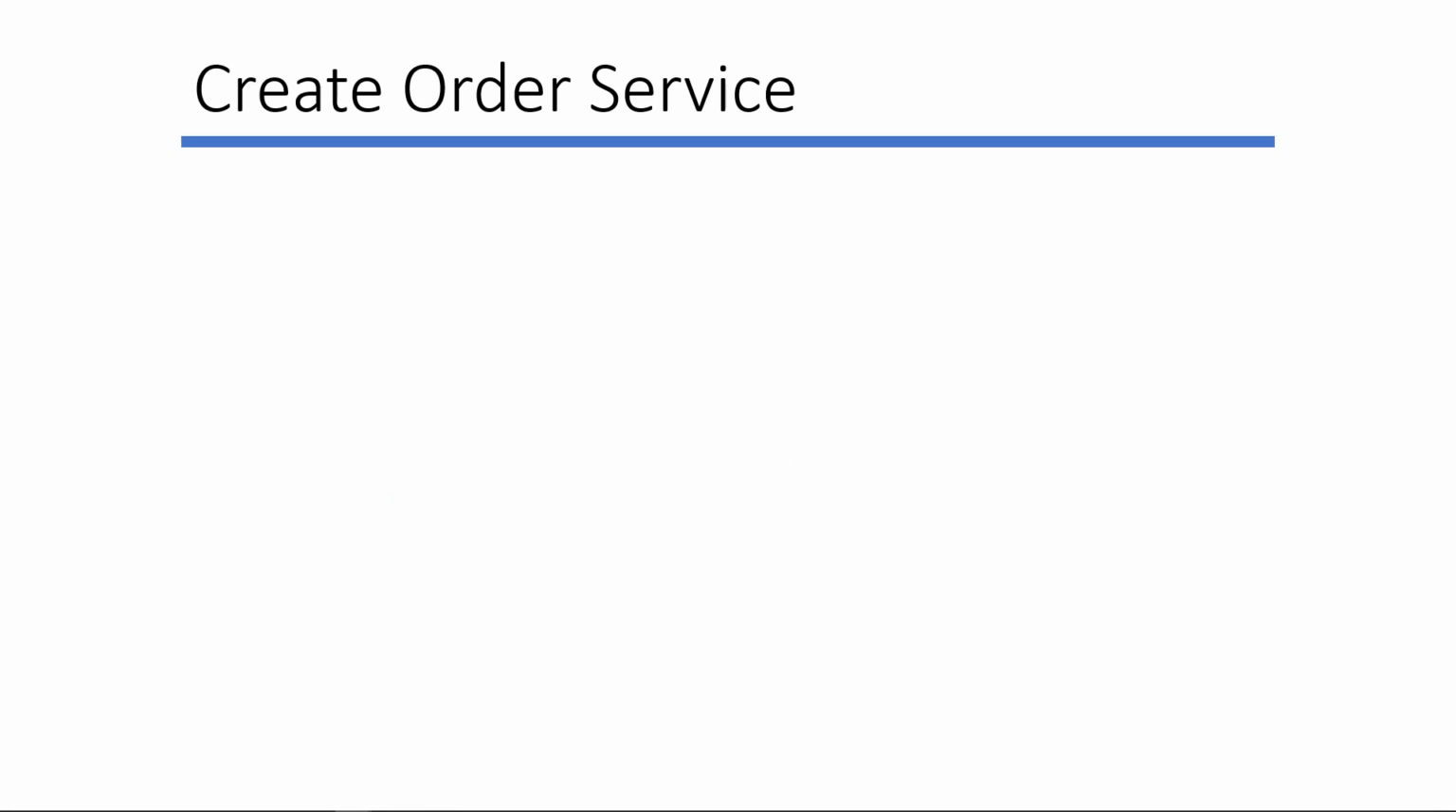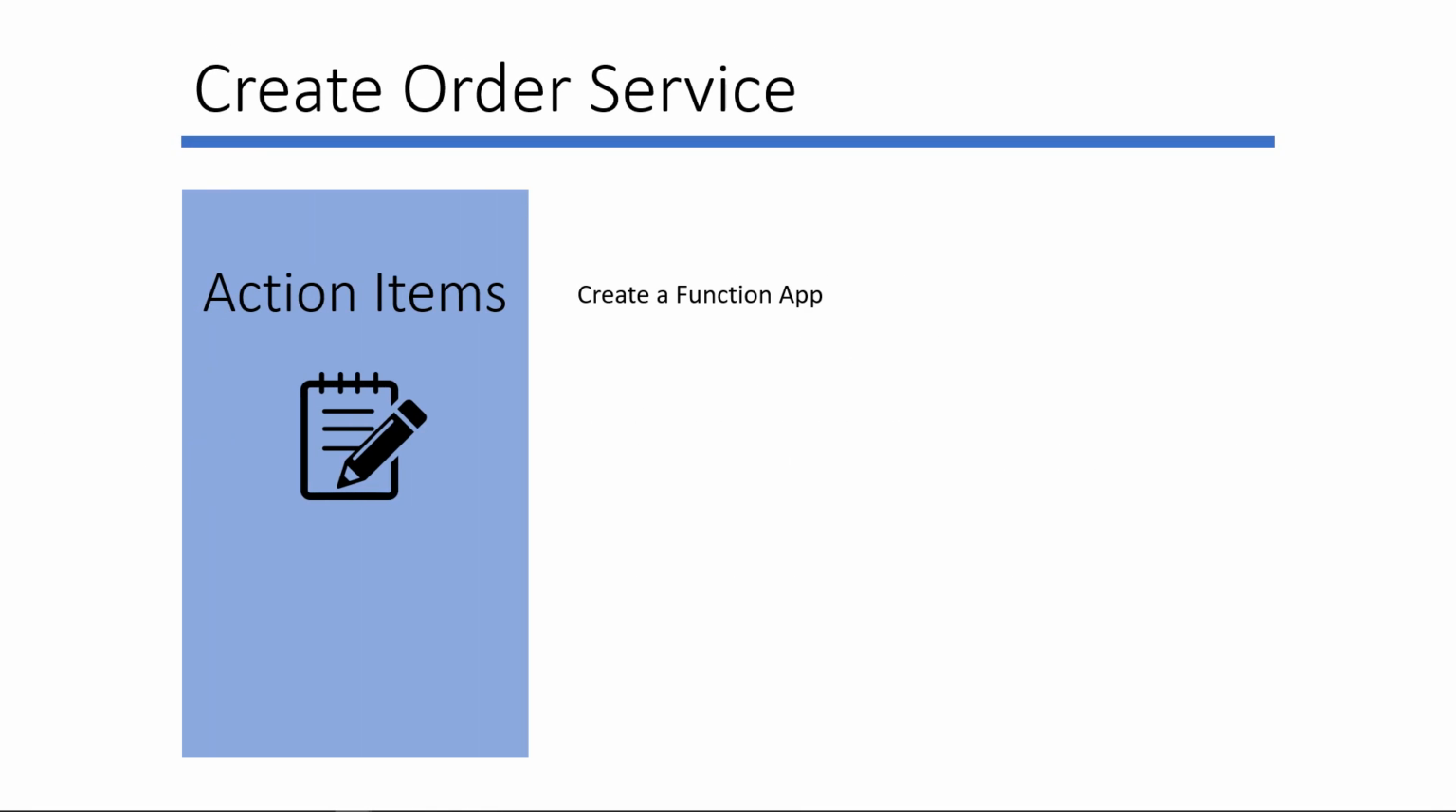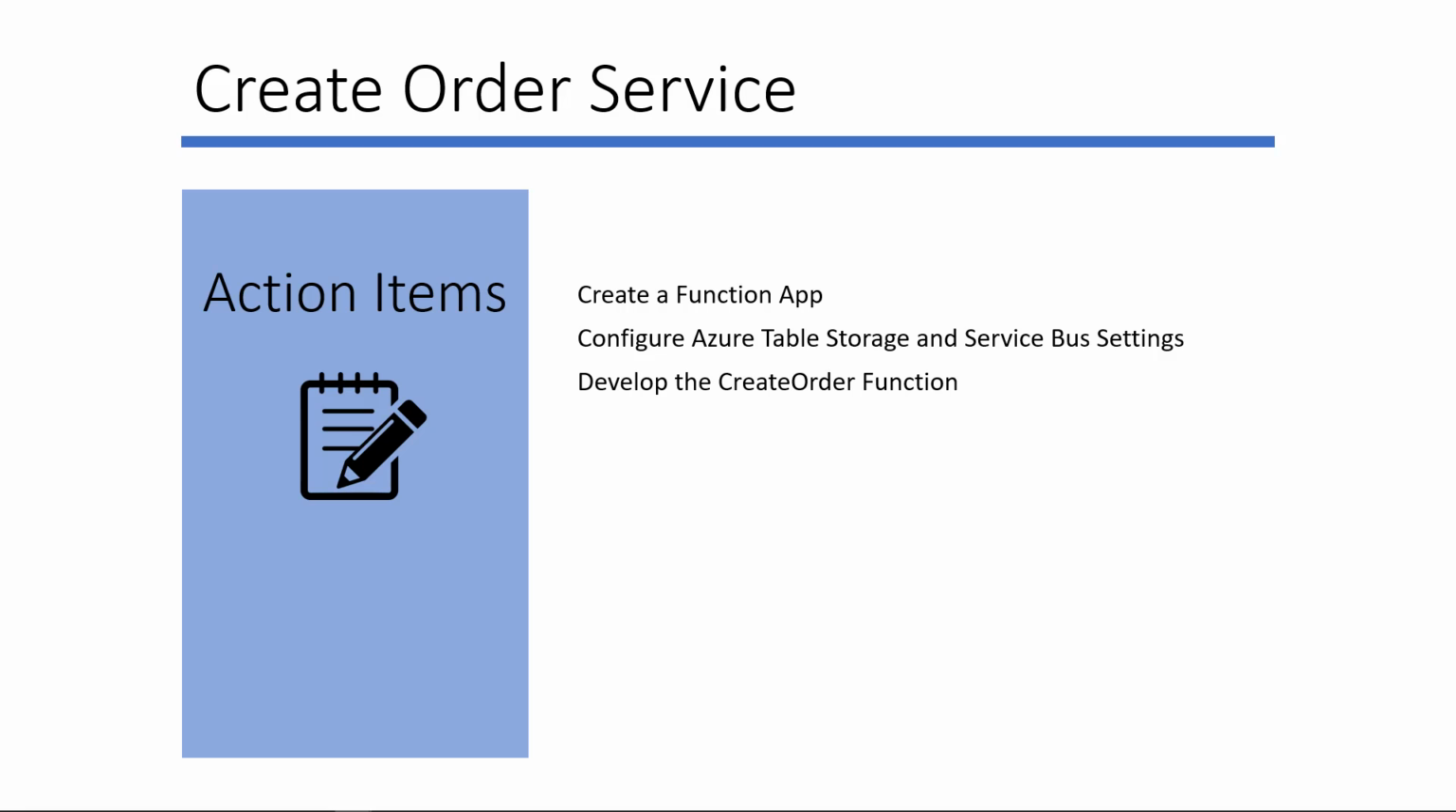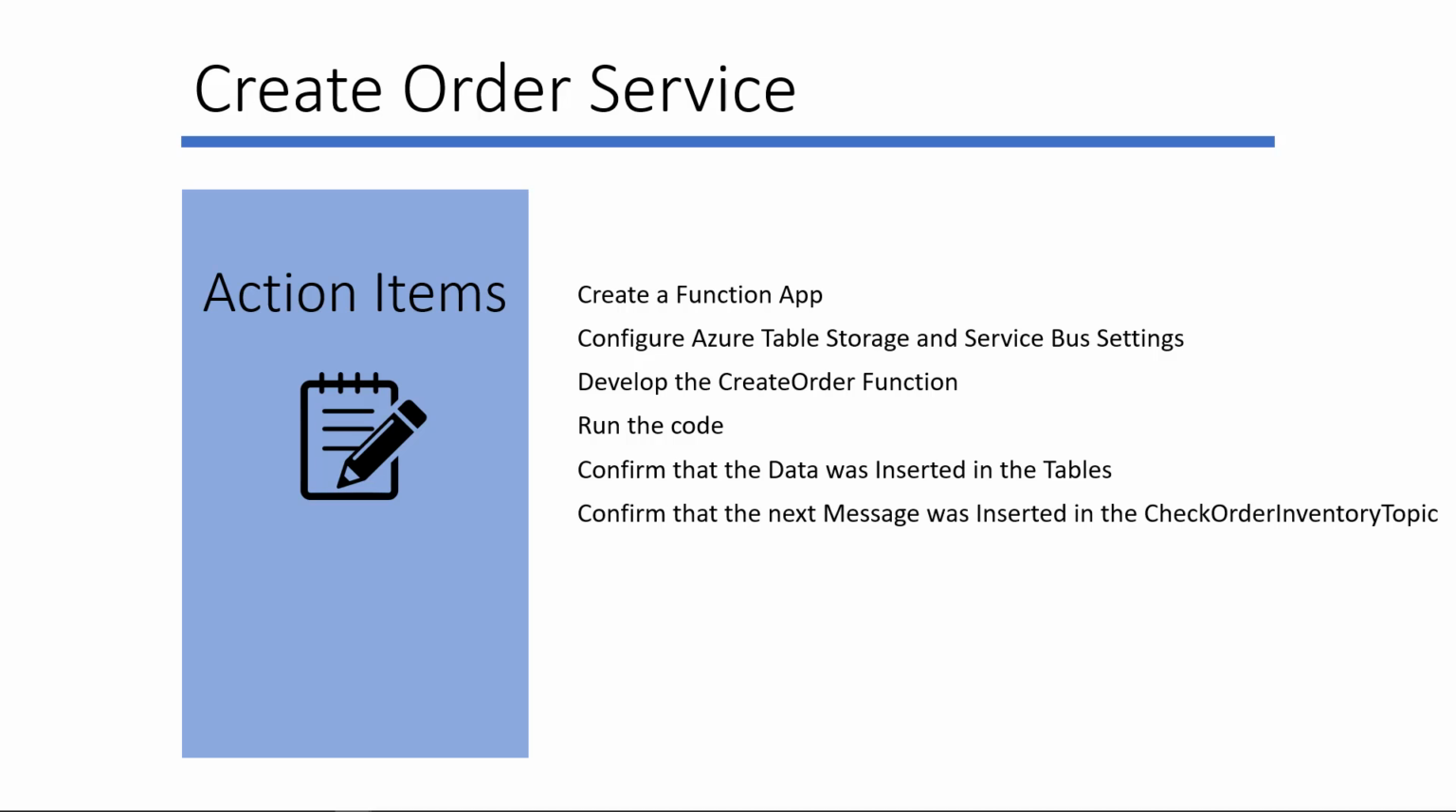In this section, we will create the order service. As part of that, we will create a function app. We'll configure the Azure Table Storage and Service Bus settings. We'll develop the create order function. We'll run the code. We will confirm that the data was inserted in the tables, and we will confirm that the next message was inserted in the check order inventory topic.